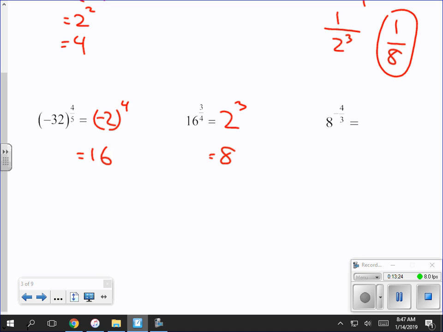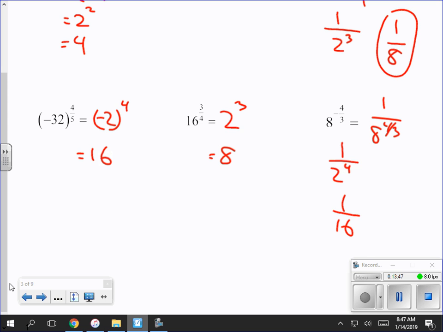The last one, 8 to the negative 4/3. This is 1 over 8 to the 4/3. And then the denominator means that I do the cube root. So this is 1 over 2 to the 4th, because the cube root of 8 is 2, which means that I get 1/16.